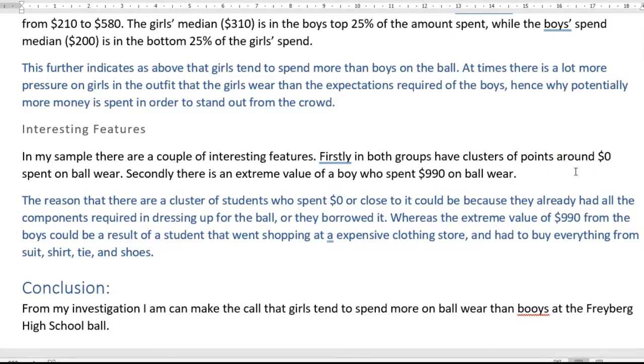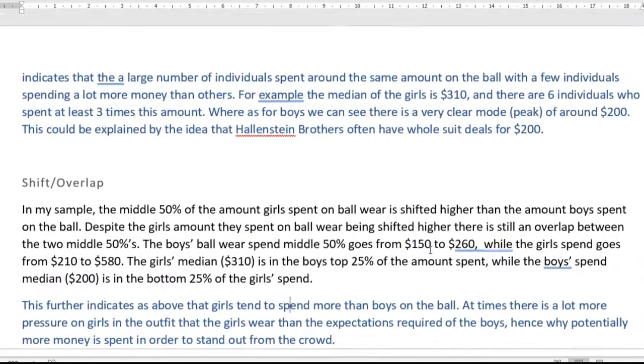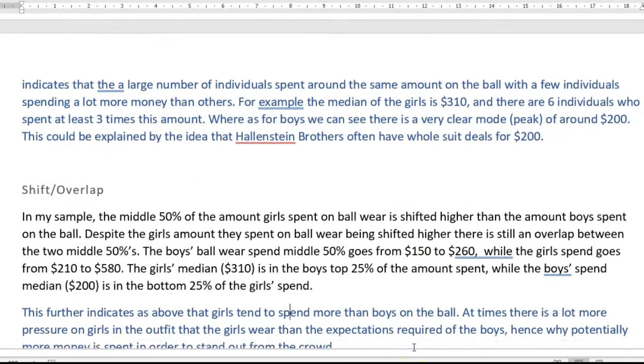So a cluster of around 0, well, why might there be a cluster around 0? Well, maybe they have all the stuff they already need, or maybe they borrowed it. So they didn't need to spend anything on the ball, so that would explain why there's a cluster down there. Whereas an extreme value, maybe that person just went shopping and needed everything, and they did it at an expensive store, so hence why they spent more. So that's the different features. Remember, you only need to discuss 3 of these. All the blue is excellence level stuff.